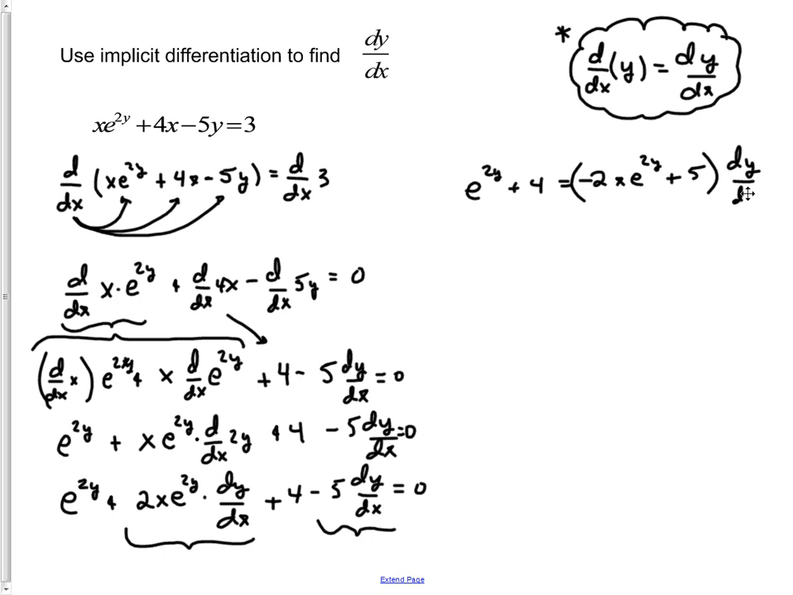Now, I'm the kind of guy who likes having my positive terms in front and my negative terms in back, but in either case, I would simply divide both sides by this quantity, 5 minus 2x e to the 2y. So my resulting expression for the derivative will be e to the 2y plus 4, divided by 5 minus 2x e raised to the 2y, which is equal to dy/dx. And that's exactly what I was looking for, and so I'm done with this problem.